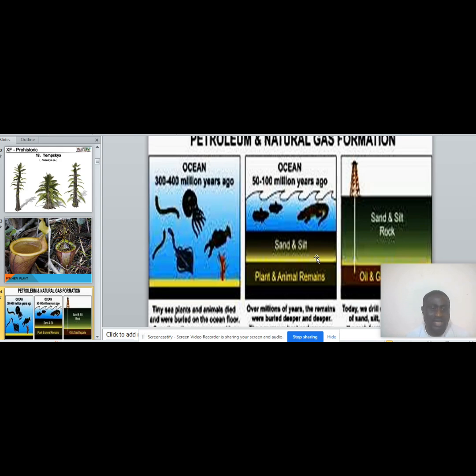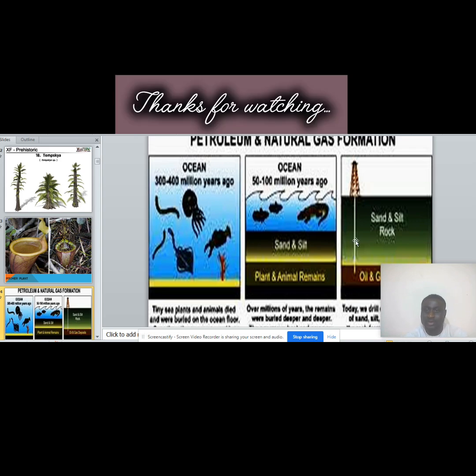As you can see from this slide, in the ocean 300 to 400 million years ago, tiny plants and animals died and their bodies sank to the bottom of the sea. And in the ocean between 50 to 100 million years ago, sand and silt compressed themselves on top of the dead plant and animal bodies, and with the effect of compression and heat, a lot of hardening took place. It is this hardened material that led to the formation of oil and gas.